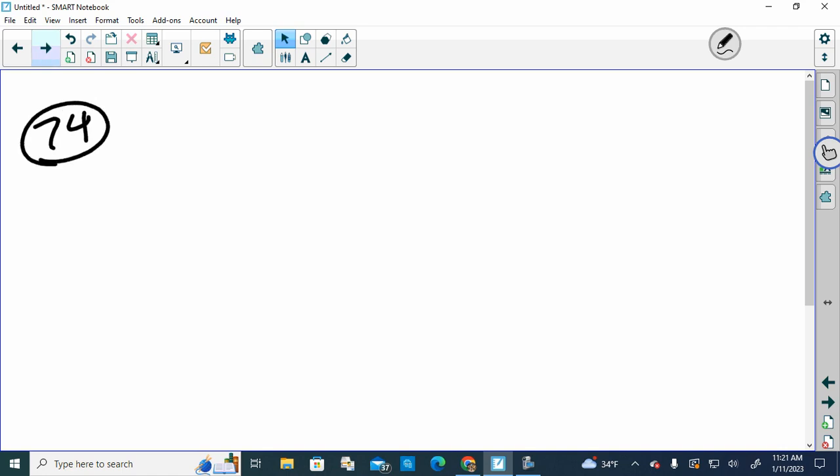Okay, so reading number 74, we have a different shape now. Okay, so it says a sphere has a volume of 972 pi cubic inches. Find the surface area of the sphere. Okay, so first we need the volume formula for sphere. What is that? 4/3 times pi r cubed. Good, okay. And then we're going to use this one first.